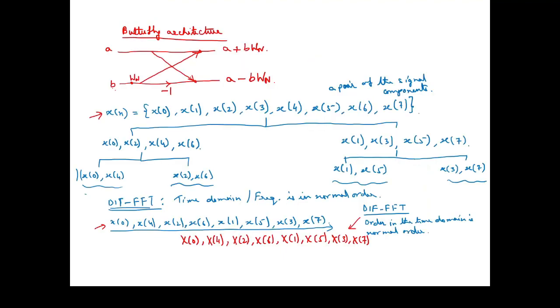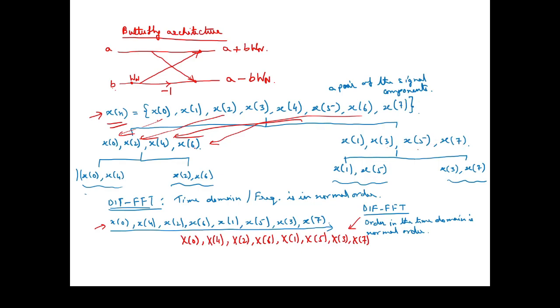Now let us understand what I mean by decimation in time order. Suppose we have a signal x[n] with signal components x0, x1, x2, x3, x4, x5, x6, x7. If I have to decimate and take the even and odd components separately, x0 comes over here, then x2, x4, x6. Similarly x1, x3, x5, x7.